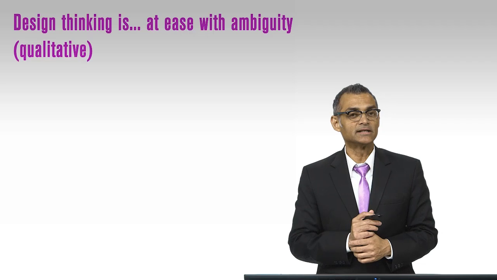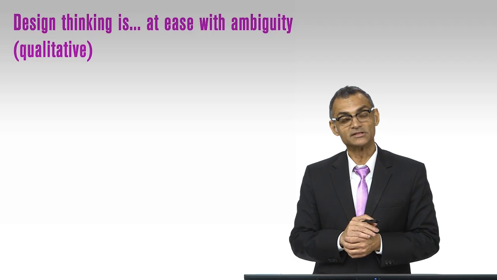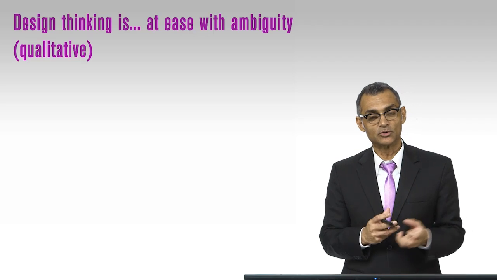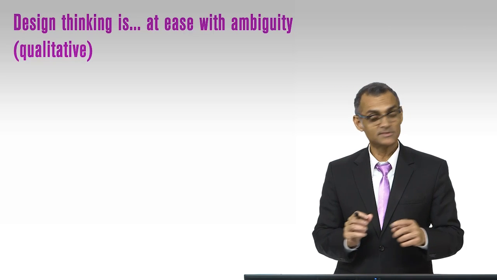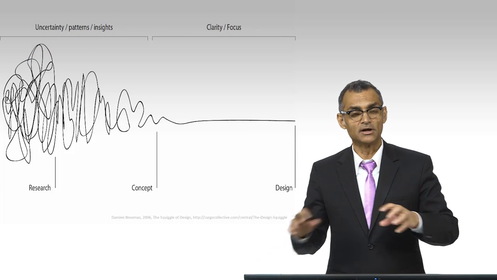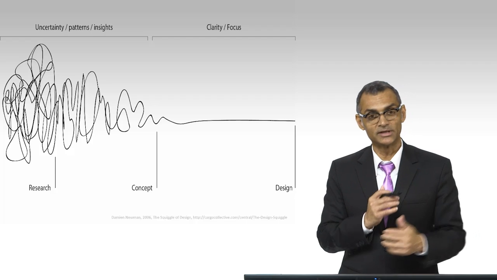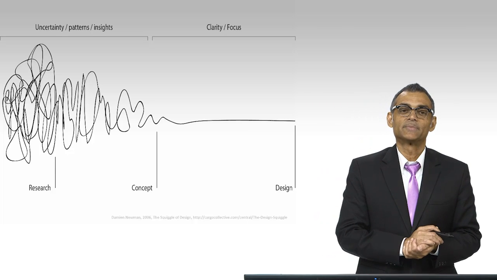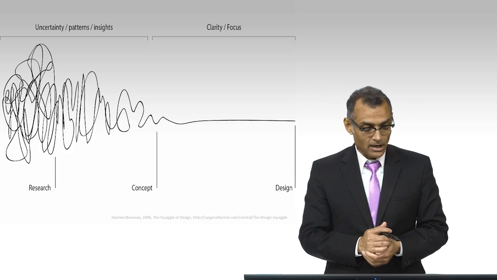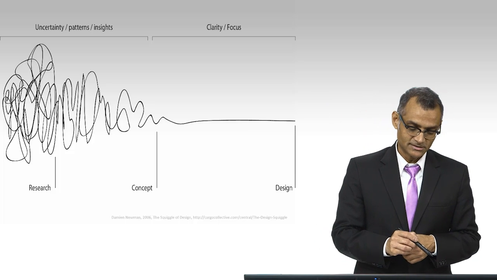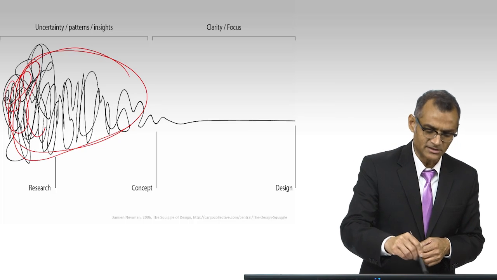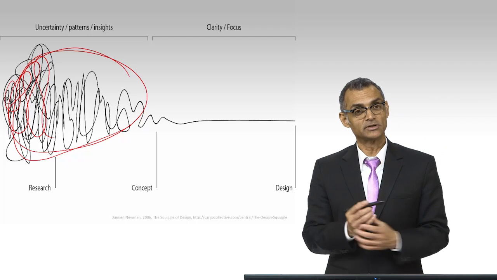Design thinking is also at ease with ambiguity. What this means is that there is an enormous amount of qualitative information that you start with when you start the design process. And sometimes you have to make sure that ambiguity, that uncertainty doesn't unnerve you. You have to be comfortable with that ambiguity. This is a diagram of the design process as described by a designer by the name of Damien Newman. If you look at the early part of the design process, this is extremely confusing. There's a lot of back and forth and lots of complexity that you see in the process. That's typical to the design process.